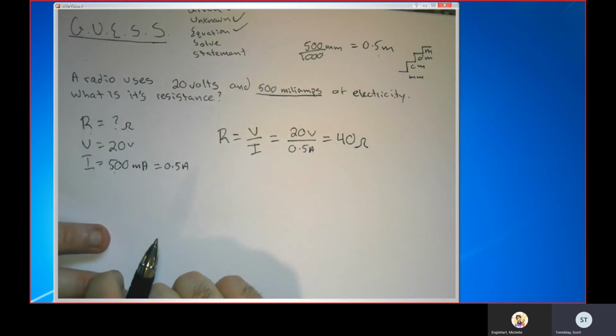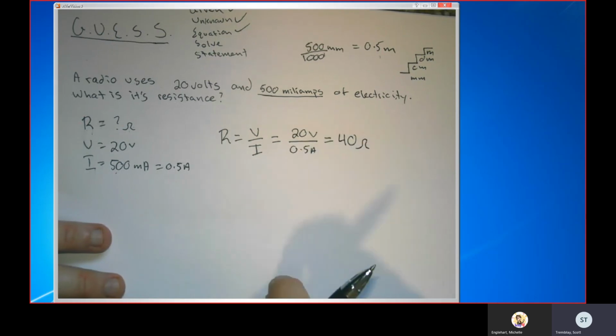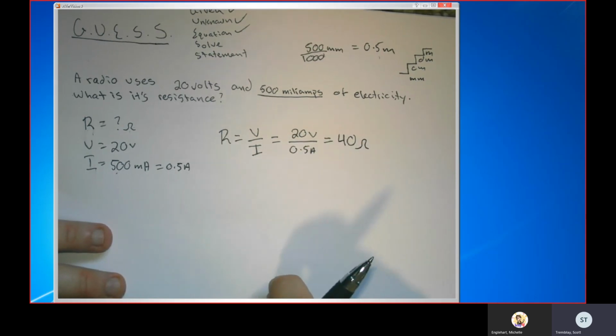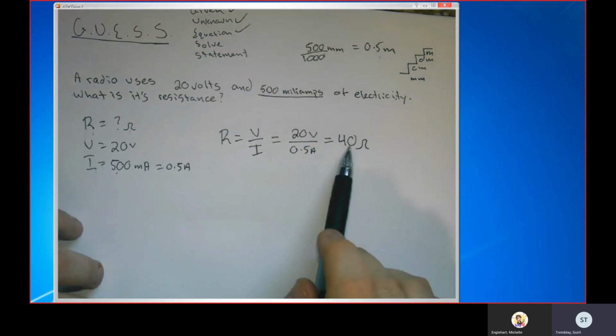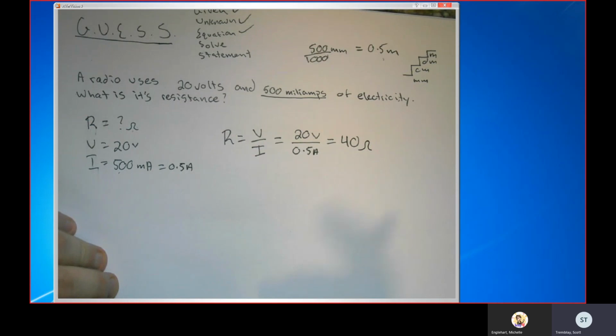Resistance isn't bad. That's what's making all the sound for you. You actually want a lot of resistance in a radio. Transistors, right? They're a resistor. That's what makes the noise. That's why you can hear it. So it's actually kind of good that you have a lot of resistance. Okay, so there you go.